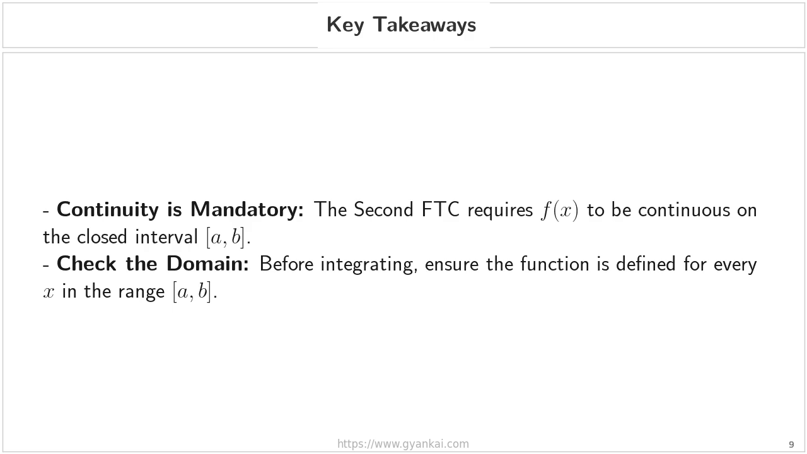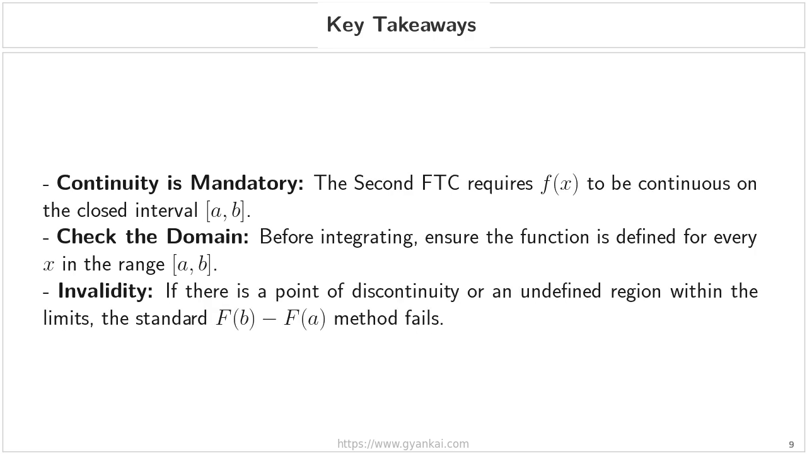The domain of a function is all the possible input values, the x values, for which the function produces a real number output. Before you even think about finding an antiderivative, you must verify that your function is defined, meaning it gives you a valid, finite answer for every single x value between a and b inclusive. Think about things that could make a function undefined, like dividing by 0 or taking the square root of a negative number.